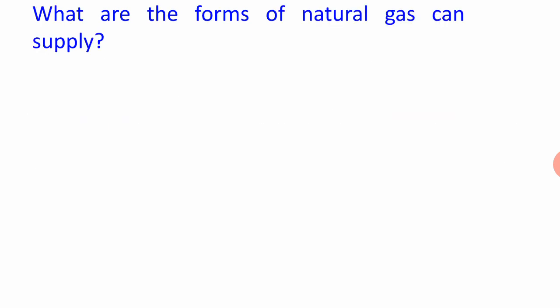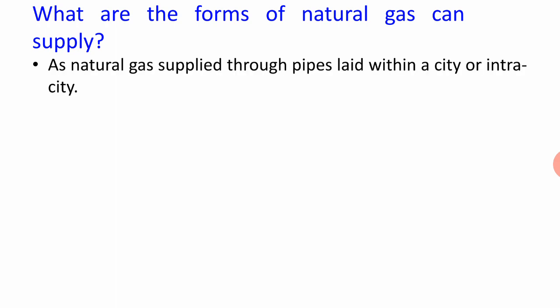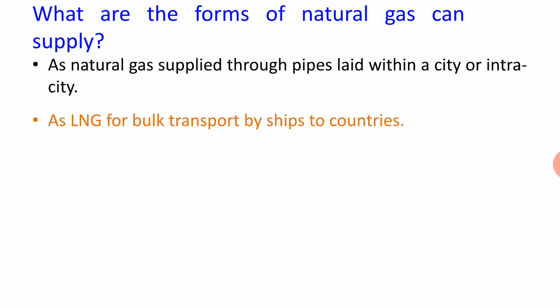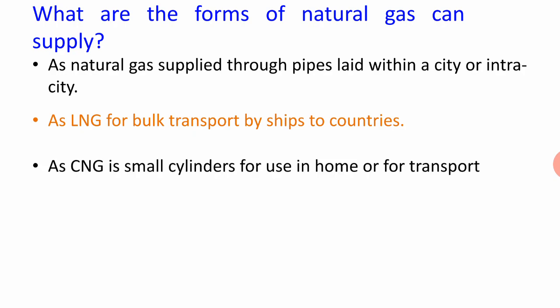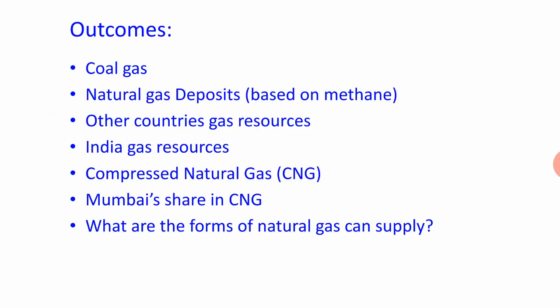What are the forms in which natural gas can be supplied? We have already seen that. Natural gas is supplied through pipelines within the city, or intra-city. When the source is available and it needs to be transported, they can use pipes, bulk transport ships, and cylinders, the small container 50-liter cylinders. They can give it for transportation purposes, or they can use it for household purposes also.